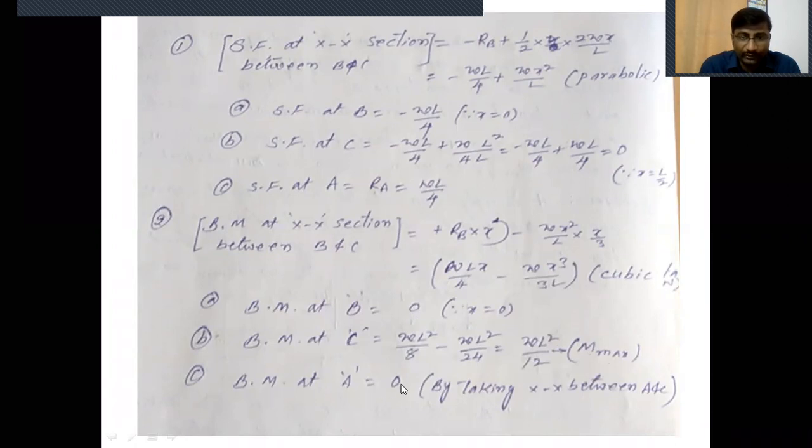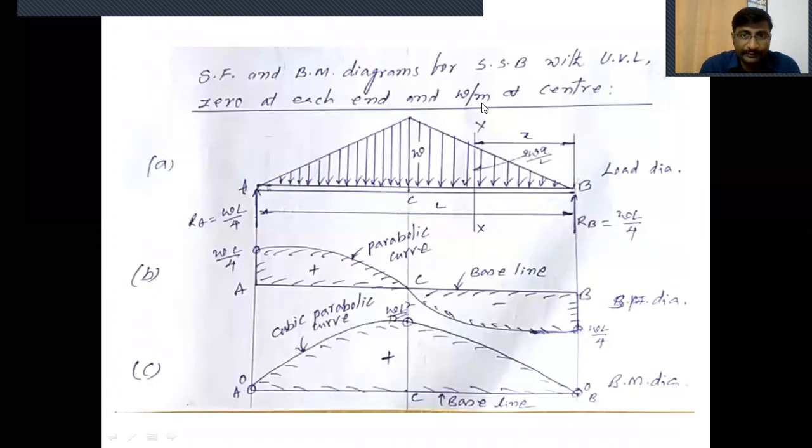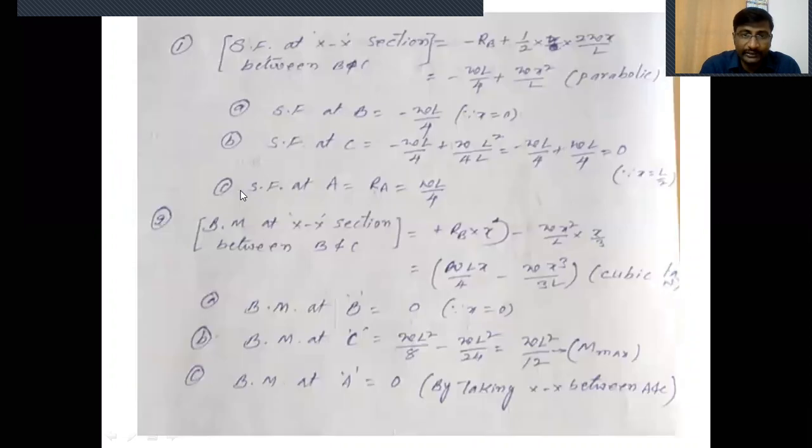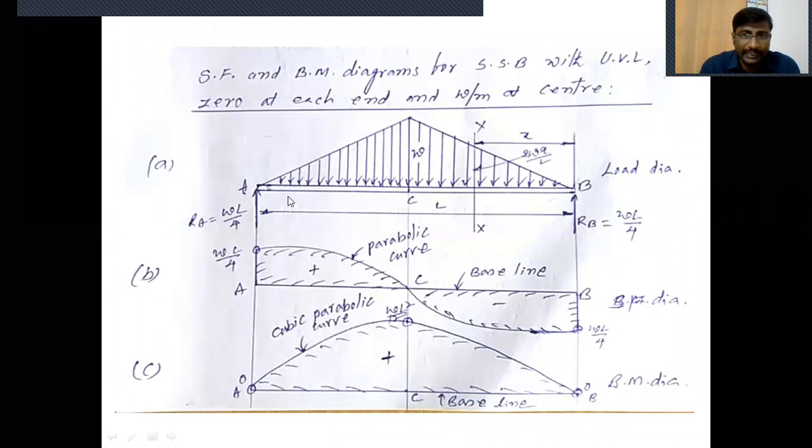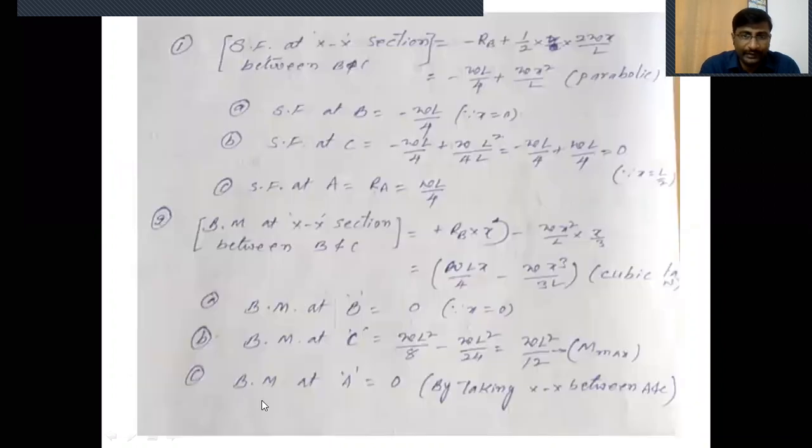Bending moment at A is 0 by taking section XX between A and C. If we take the XX section similar to portion BC, between A and C, then we get the bending moment at A as 0. Otherwise, simply we can write the bending moment at A as that of B. So at B the bending moment is 0, at A the bending moment is 0. By using these three values 0, W L square by 12, 0, we can draw the bending moment diagram.